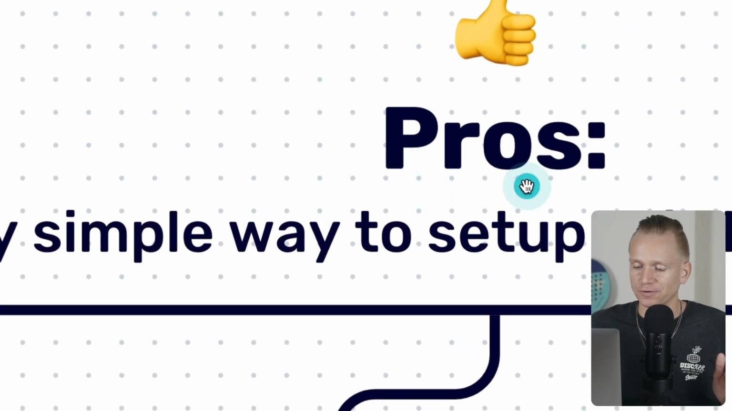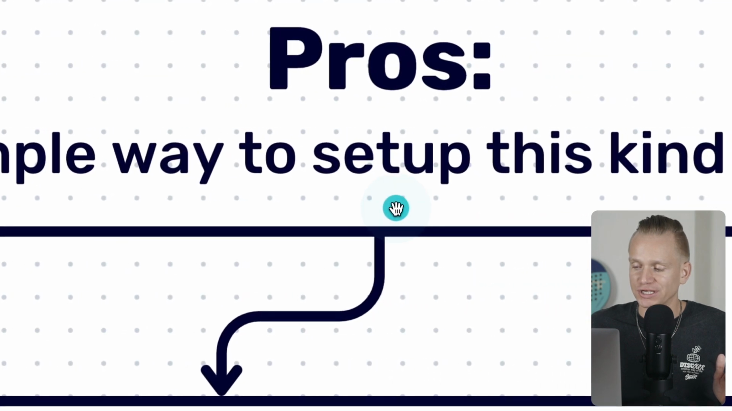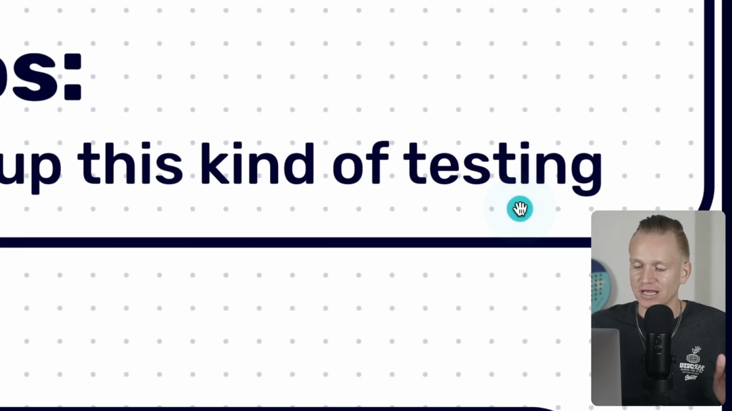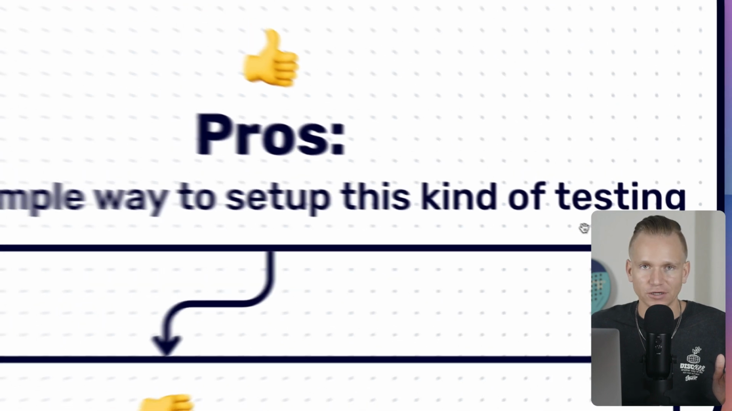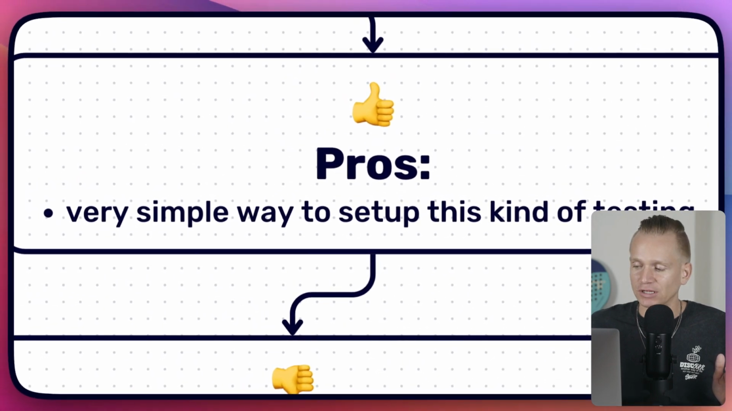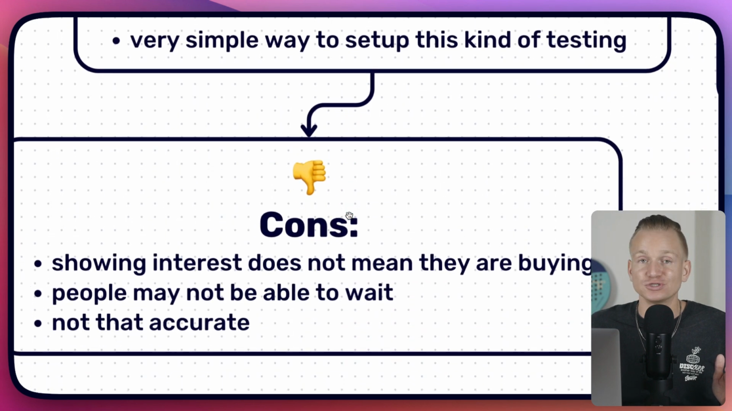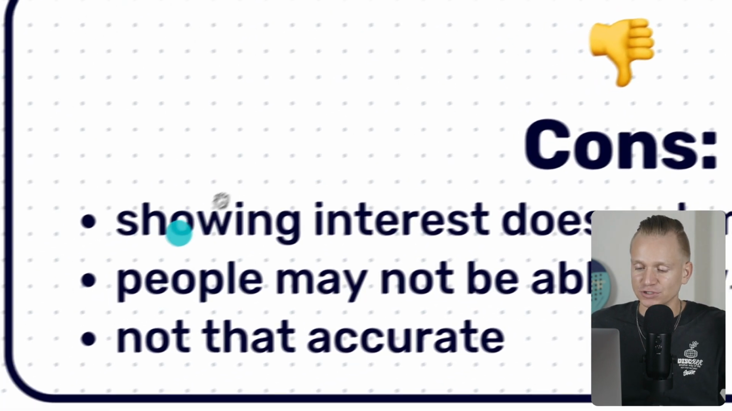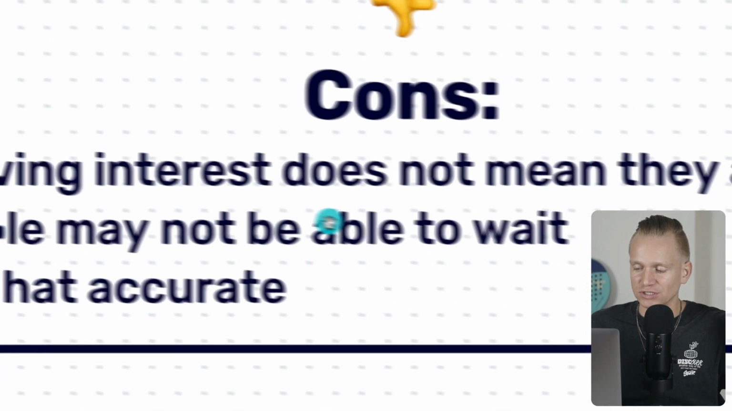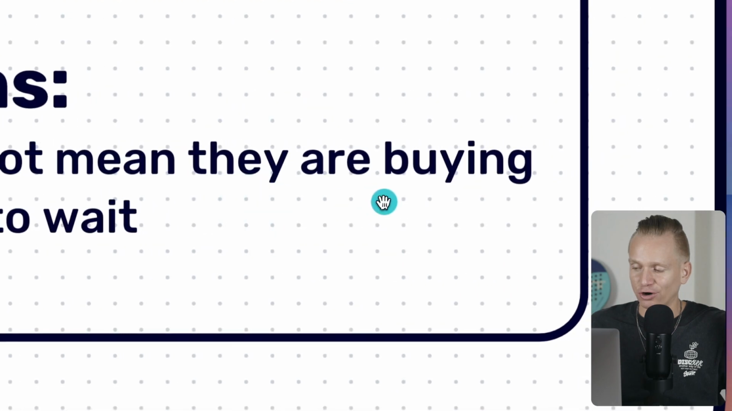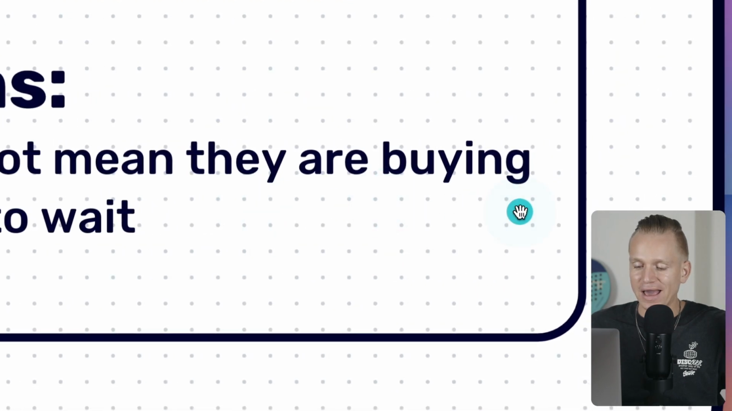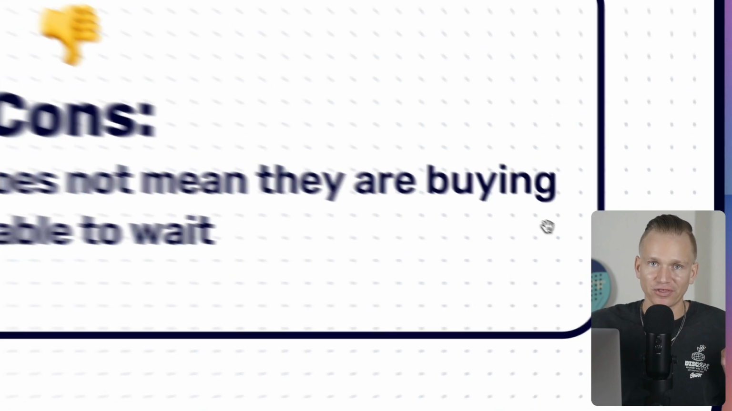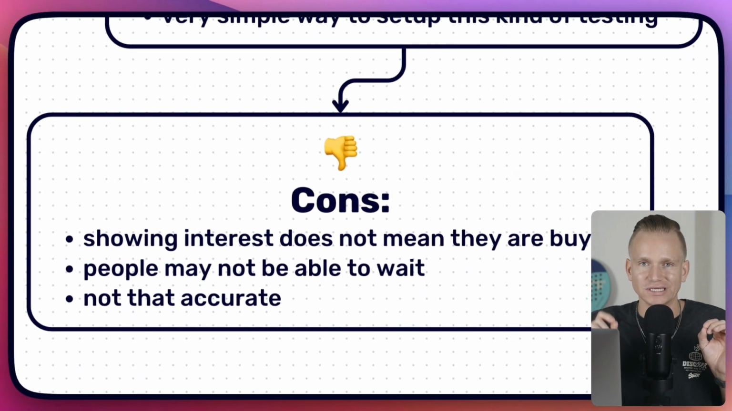So the pros here is that this is a very simple way to set up this kind of testing. As I said, you can use completely free software, and really it doesn't take that much time or effort, and you don't even need to set up payment gateways. So there are some cons, however. First of all, showing interest does not mean that they are going to buy, and I'm going to talk about this in the second method that deals with this issue.